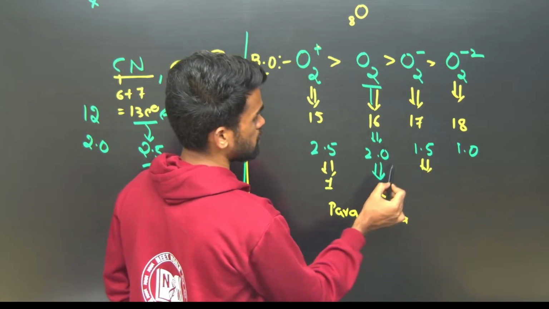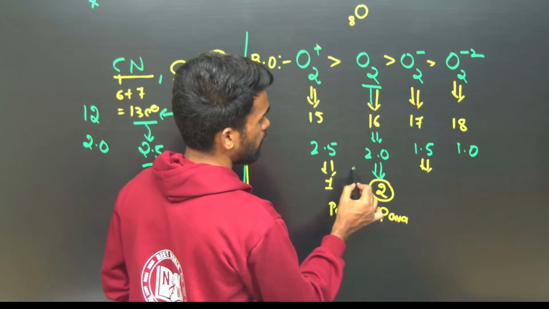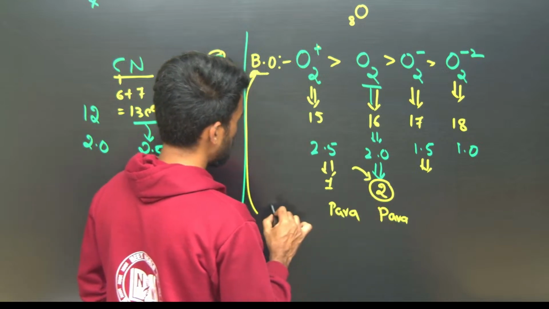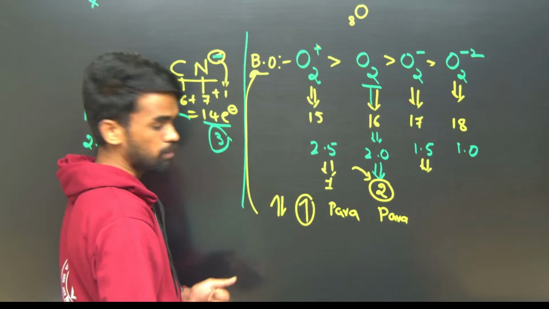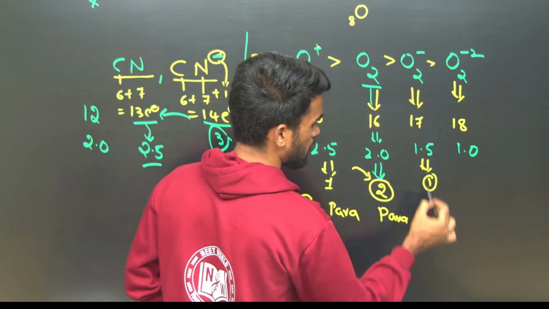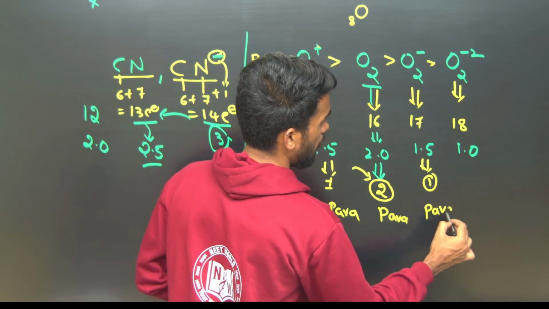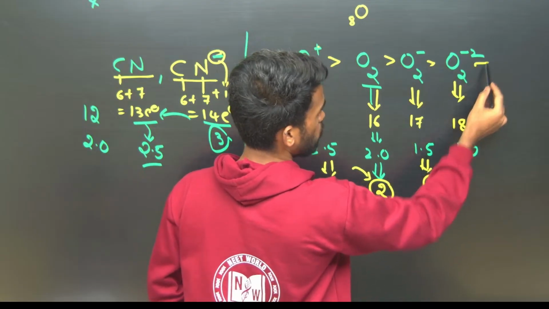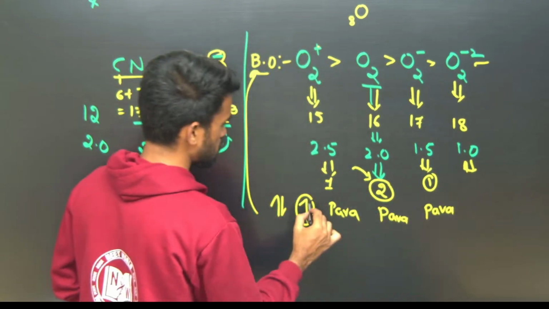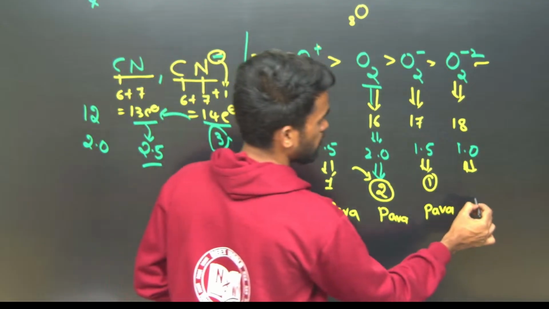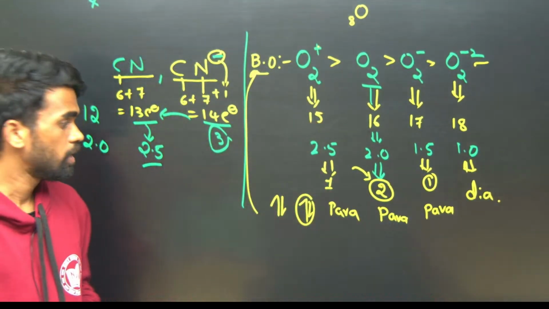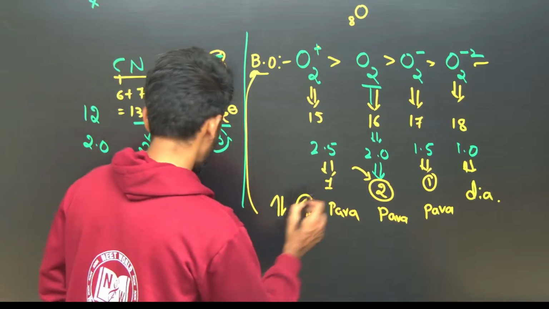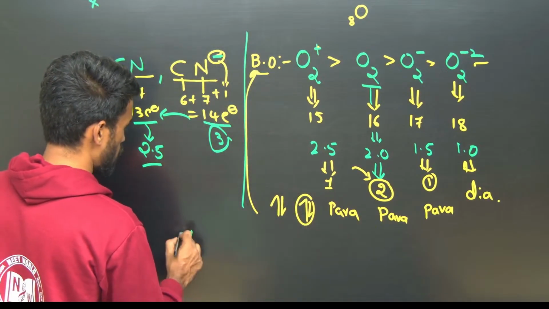And what about this? Adding one electron, see, 2 are unpaired, a third electron is added, so out of these 2, one will get paired, the other will remain unpaired. So this also has one unpaired electron, paramagnetic. And what about this? Adding one more electron, this electron also will get paired up now, so it will be diamagnetic, like this.